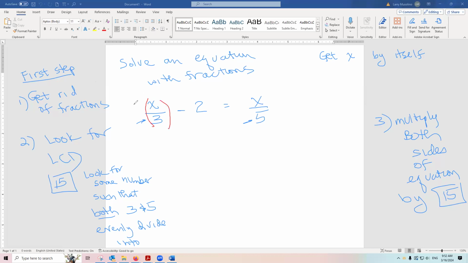So I'm going to multiply this by 15. This x over 3 gets multiplied by 15. Here I have a 2. I'm going to multiply that by 15. On the right-hand side, I'm multiplying by 15.